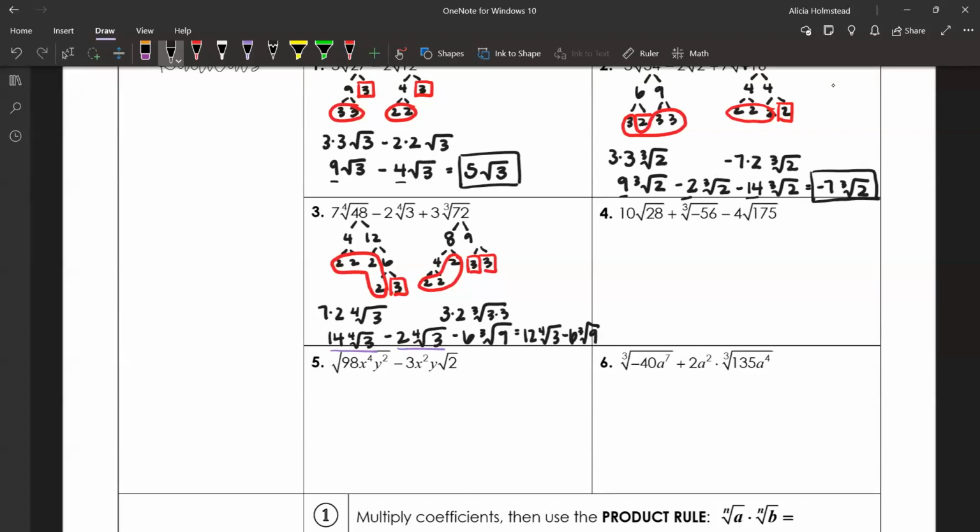Since that last one doesn't have the same index and radicand, we can't actually combine them, so they just have to remain separate. So I'll go ahead and box that. Alright, and this is your favorite moment. This is when you go ahead and pause the video and do this one on your own.